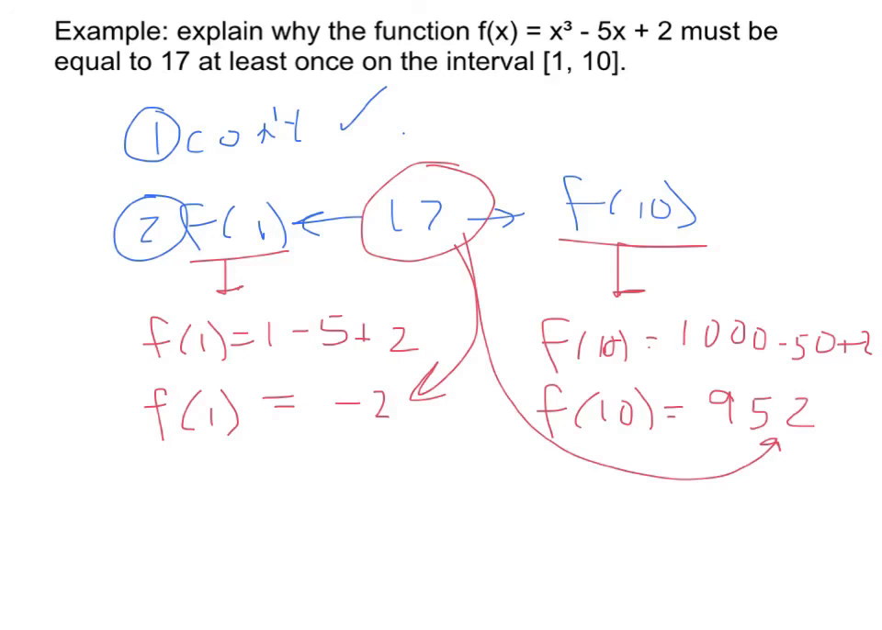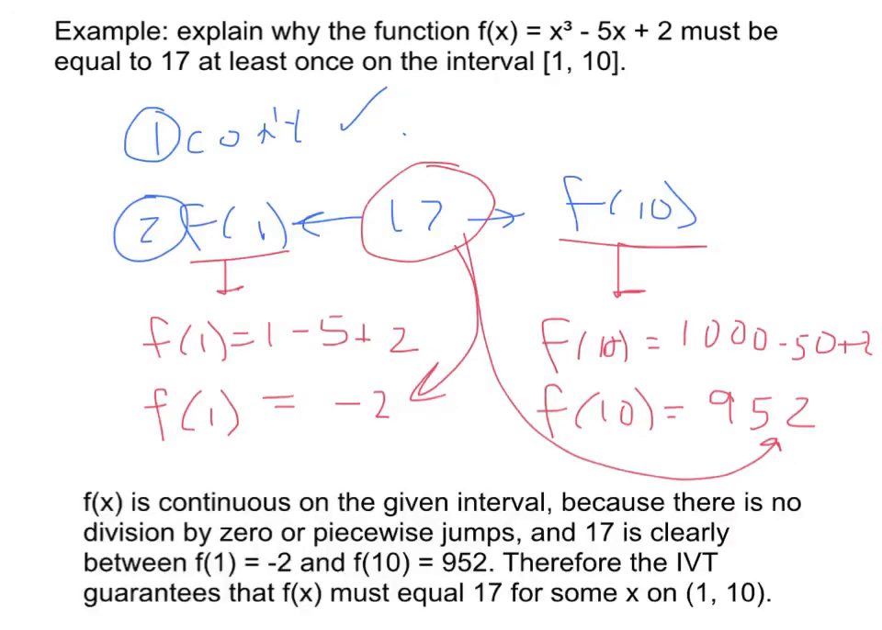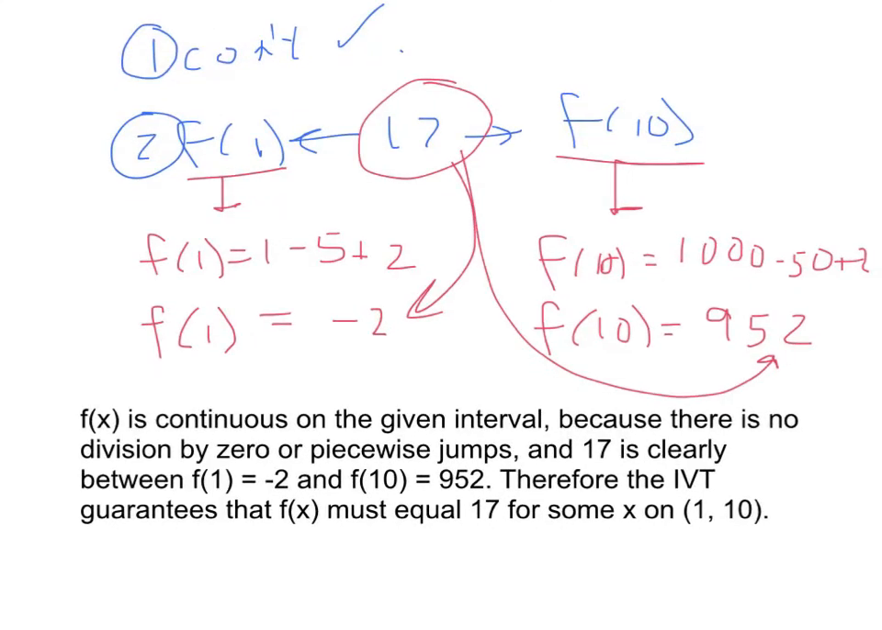Again, I'd like you, if you haven't already done so, make sure you've got the video paused, make sure that you're writing down what your formal statement is, and see how similar it is to mine. So here's my formal statement of justification. The function is continuous on the interval, because there's no division by 0 or piecewise jumps, and 17 is clearly between the two output values. Therefore, the intermediate value theorem does guarantee that the function will equal 17 for some x between 1 and 10. These are fairly straightforward examples of the intermediate value theorem.